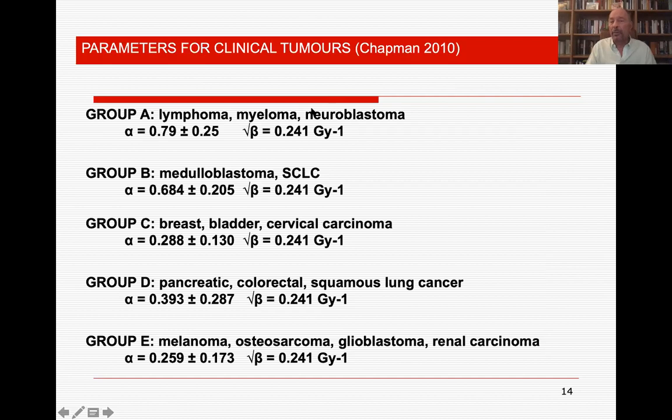You see, lymphoma, myeloma, neuroblastoma will have a very high value of alpha, 0.79. But if you take, for example, breast, bladder, and cervical carcinoma, the alpha is much lower, it's 0.288. Or for melanoma, osteosarcoma, glioblastoma, renal carcinoma, even lower, 0.259. Medulloblastoma and squamous cell lung carcinoma, SCLC, also have a very high alpha-beta ratio.